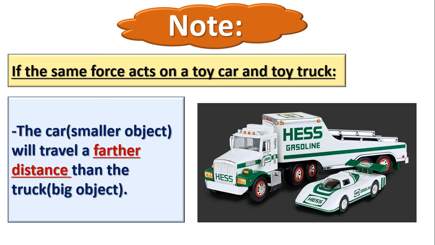Excellent, the car. The toy car will travel a longer distance, and the toy truck will travel a shorter distance. Why? Because the car is smaller. So when you push the car with the same amount of force as the truck, the car will move for a long distance and the truck will move for a short distance. So the smaller objects travel a farther distance than the big objects.